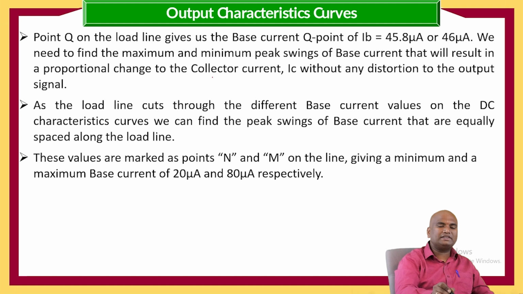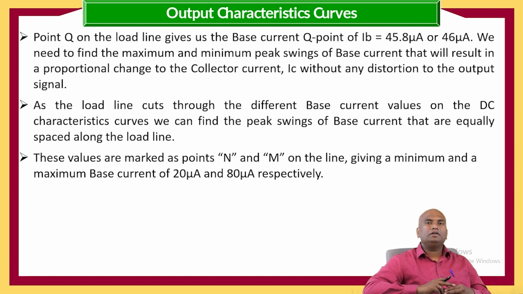We need to find the maximum and minimum peak swings of the base current, because when we are giving the input as alternating current, the base current should have maximum and minimum peak swings that will result in a proportional change in collector current. When the base current changes, correspondingly the collector current changes, I see, without any distortion to the output signal.